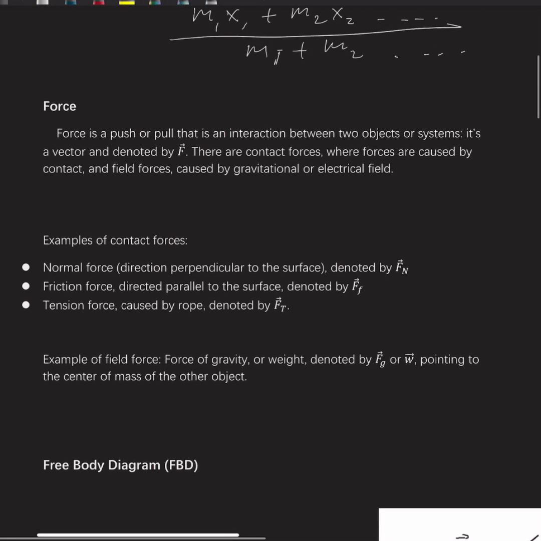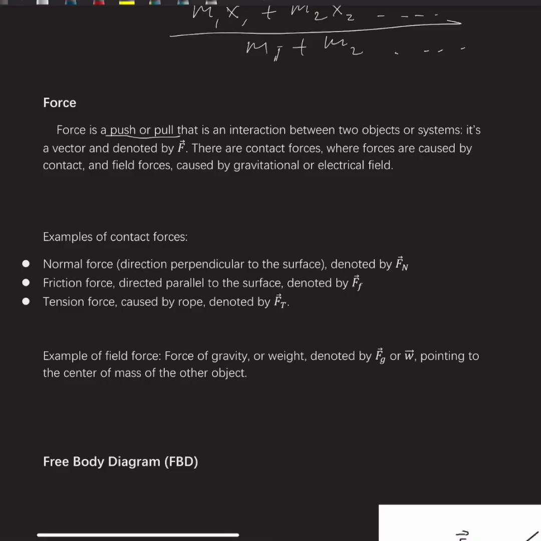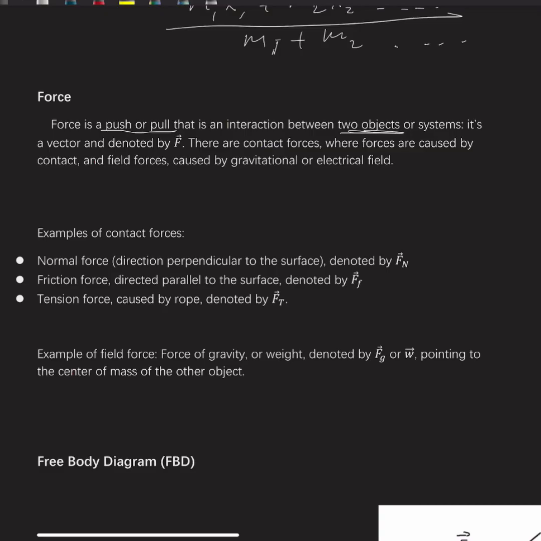And the next one is force. A force is a push or pull that interacts between two objects or two systems. One object cannot exert a force. It must be an interaction between two objects. And force is a vector and can be written as F with a vector symbol above. There are two types of forces, which are contact forces, which must be caused by contacting another object, and field forces, which can be experienced without contacting. Two examples are gravitational or electrical fields.